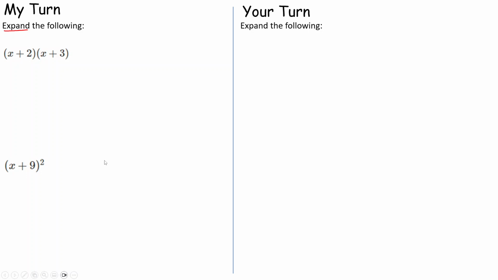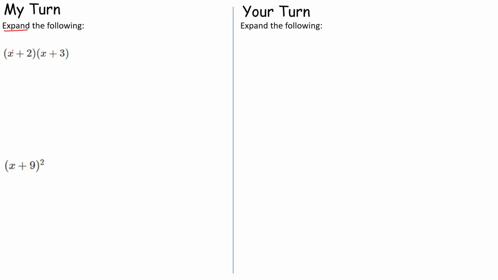Okay, in this video we're looking at expanding double brackets, and let's just get straight into it. So the keyword there, expand. Expand in maths has different meanings, but in this case, expand means you want to multiply out of the brackets.